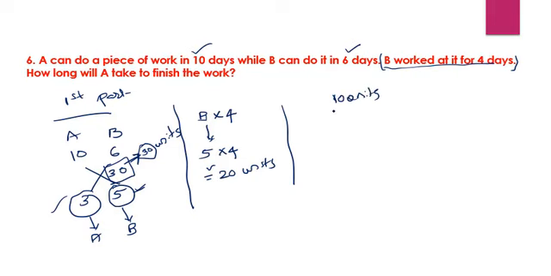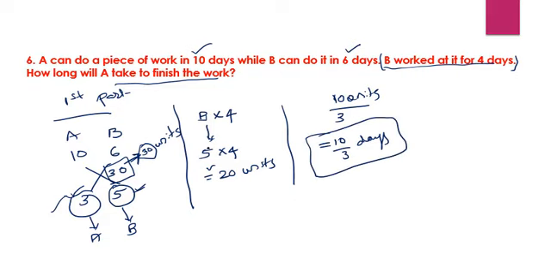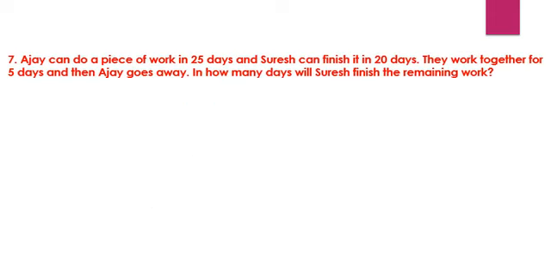So A can complete the remaining 10 units in how many days? A can do 3 units in 1 day. So 10 units by 3 is equal to 10 by 3 days, which is the answer. So here the first part is basic stuff, second is solving the hint given in the question, and third is finding the answer. So let us look into the seventh example.